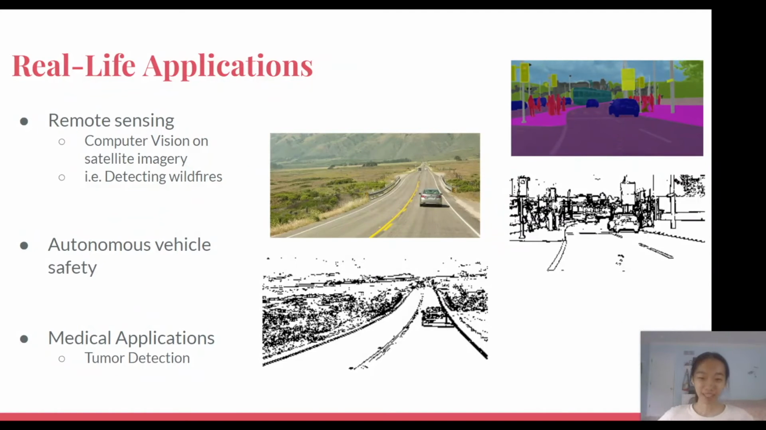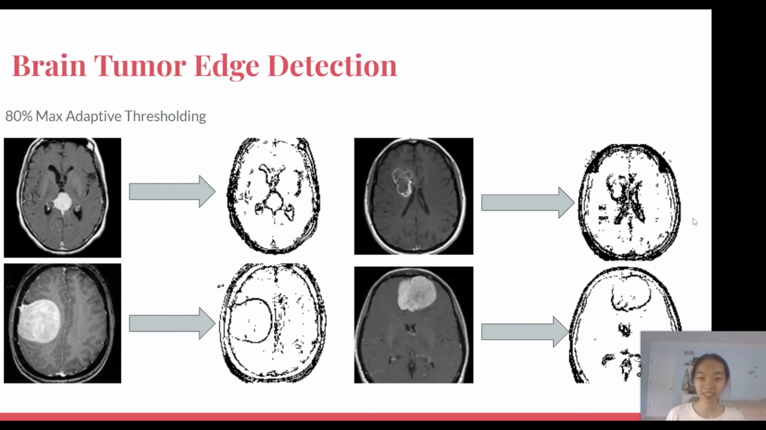Now, onto real-life applications. There's a variety of real-life applications edge detection can have, including remote sensing and computer vision. The images on the right are examples of QHED applied to pictures on the road. Additionally, with 80% max adaptive thresholding, tumors in the scans of the brain appear very clearly. These are results from our implementation.